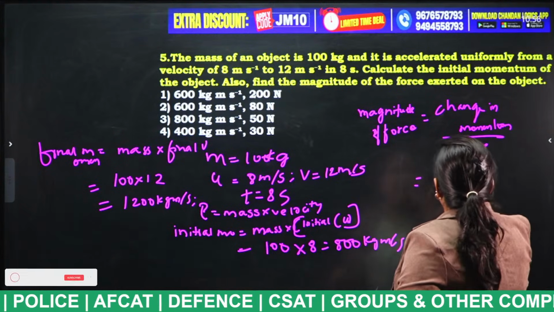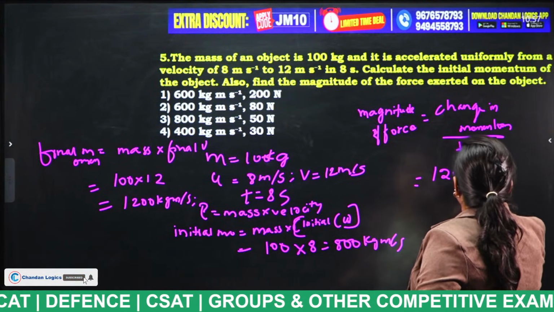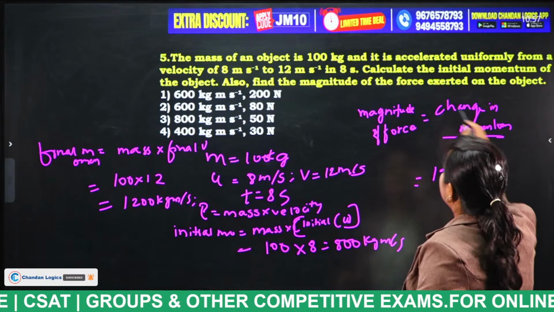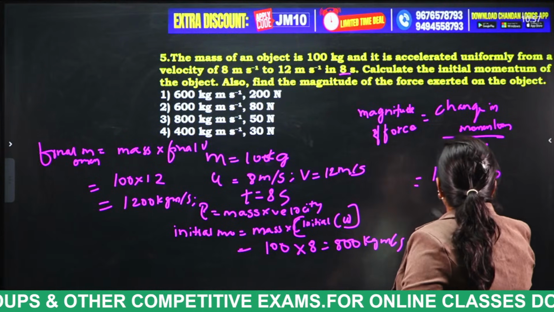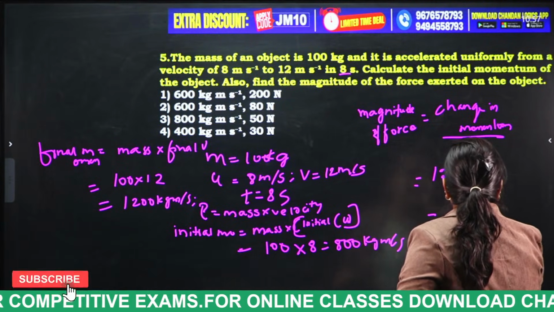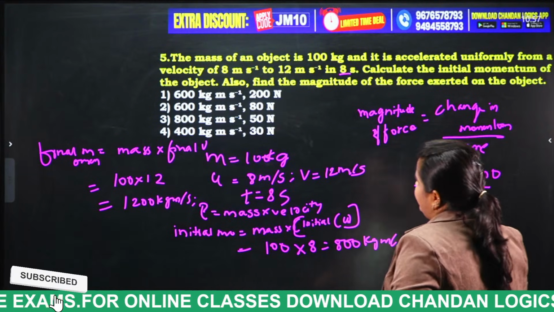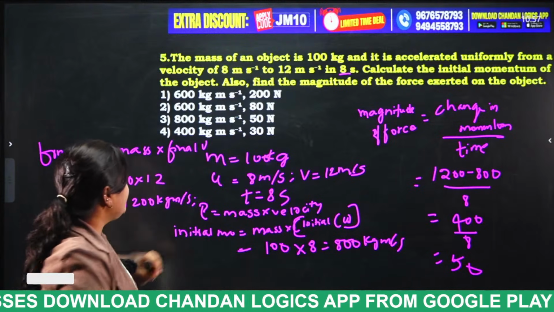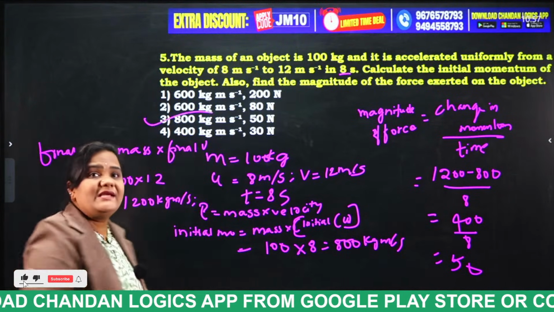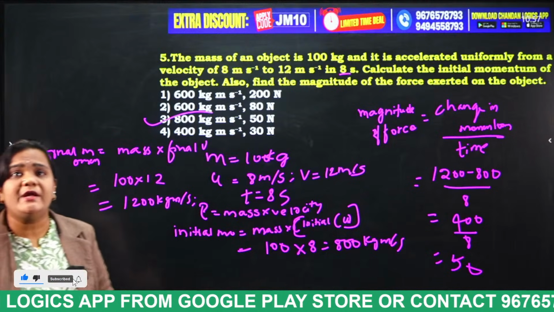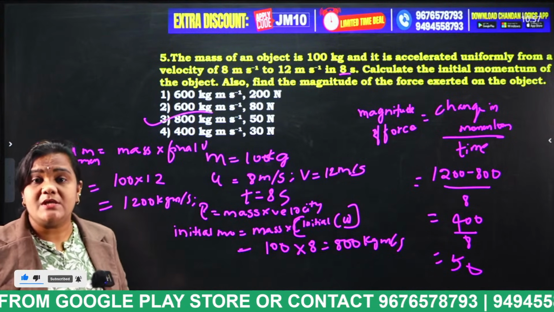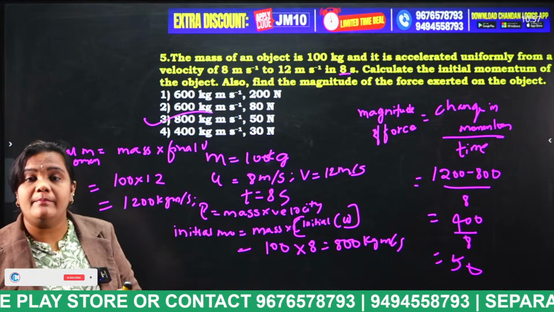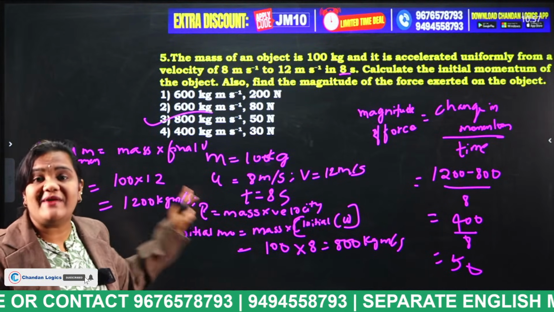Nothing but 1200 minus 800, divided by what is the time? 8 seconds. So what might be the answer, students? 400 by 8, that is equal to 50. So what is the answer? So initial velocity is 800 and option 3 is the correct answer. Very good, Madhuri. So don't neglect, students. The question may be long, but the procedure to solve the problem is very, very easy.